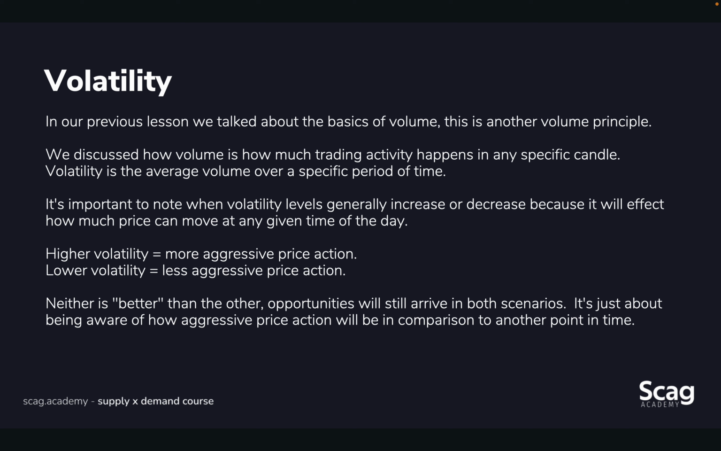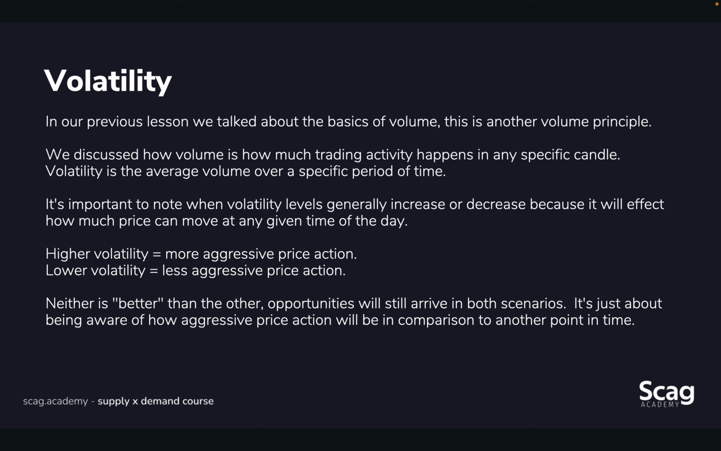when looking at volume. So in the previous lesson, we discussed again how volume is how much trading activity will happen inside of any specific candle that you're looking at. Well, volatility is going to be the average of that volume over a specific period of time, right? So it's not just one candle, it's going to be an average of multiple candles over a longer period of time. So it's going to be important to note when volatility levels generally either increase or decrease, because this will affect how much price can move at any given time of the day.